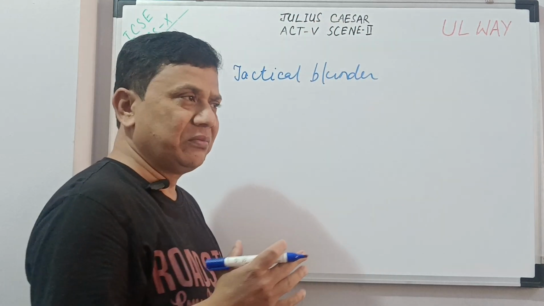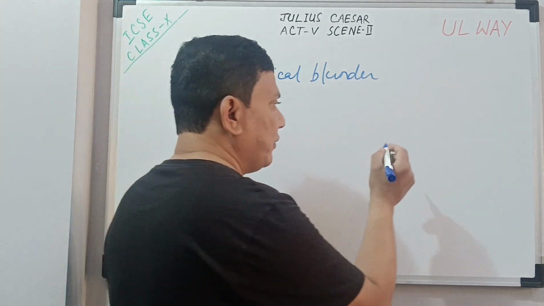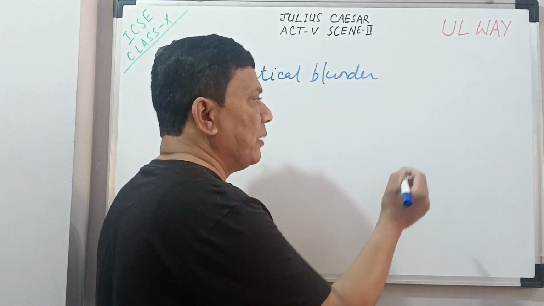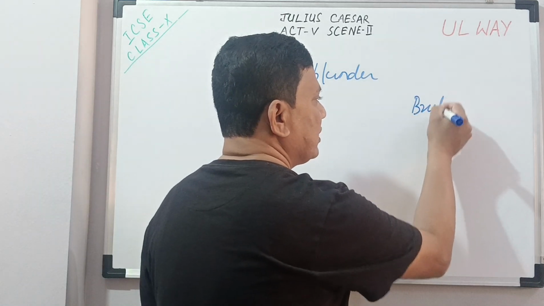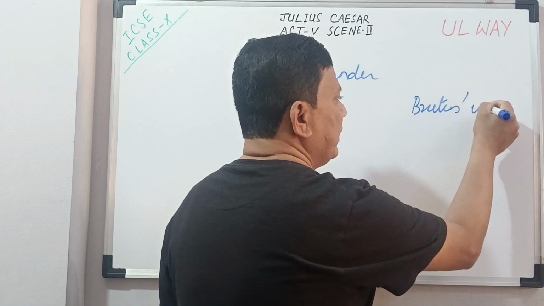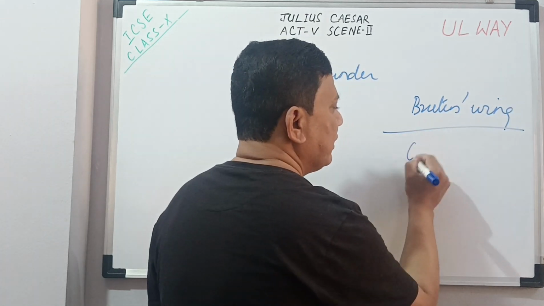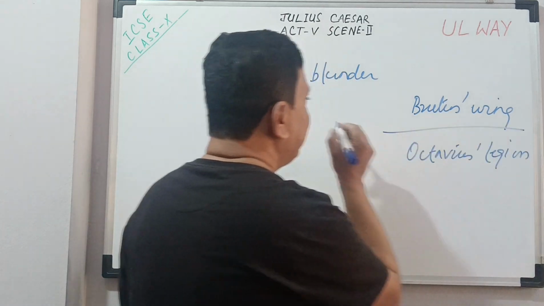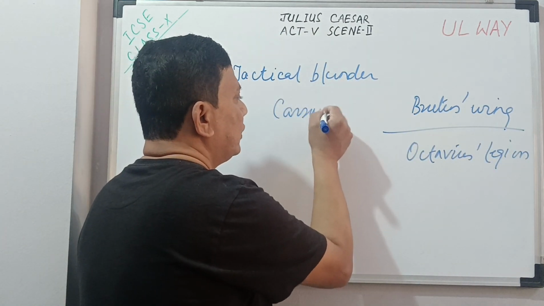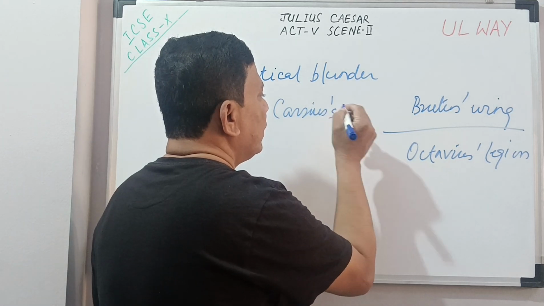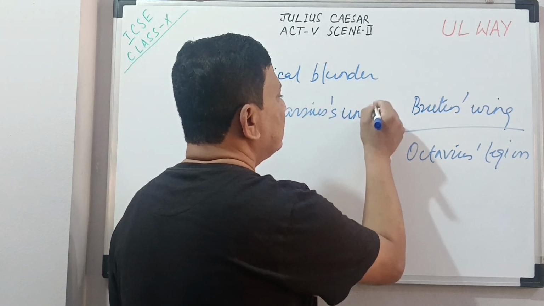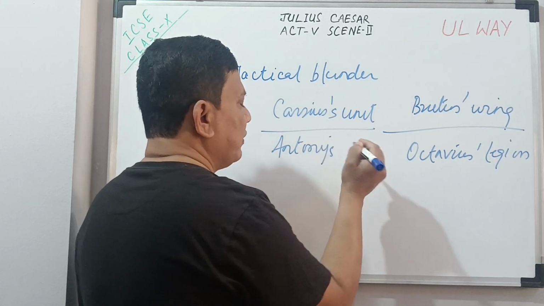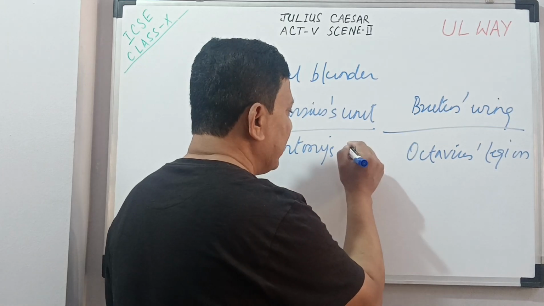When the battle lines were drawn, when finally the forces were on the ground to fight it out, the formation of the different units of the army was something like this. You had Brutus's wing of the army on this side taking on Octavius's wing, Octavius's legion, and then you had Cassius's unit taking on Antony's unit, Antony's legion. It was this kind of a formation in the battleground.